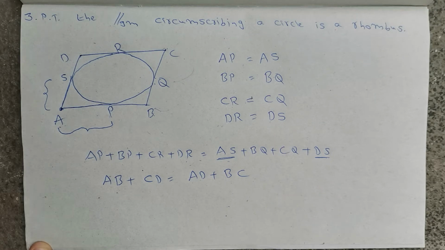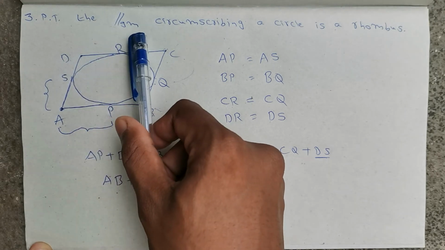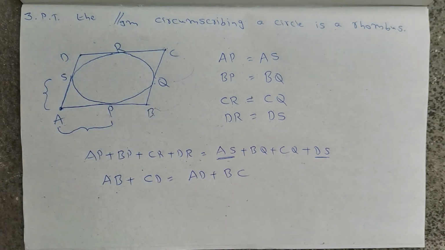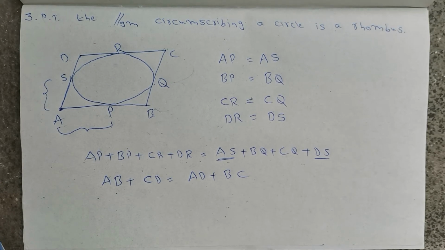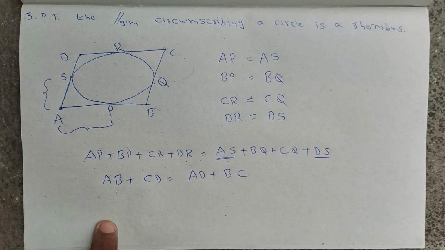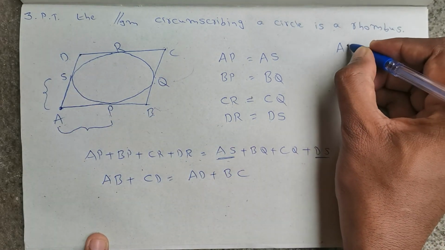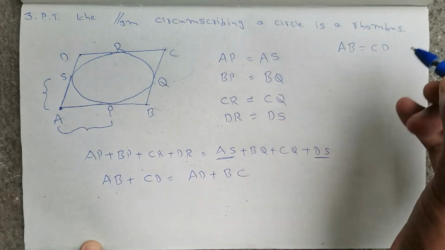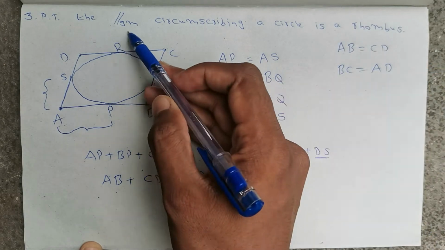Okay, now if we observe the question clearly, he said that the figure ABCD is a parallelogram. So what is the property of a parallelogram? The opposite sides are equal to each other. So it means this AB is equal to CD. The same way BC is equal to AD, because he gave that it is a parallelogram.